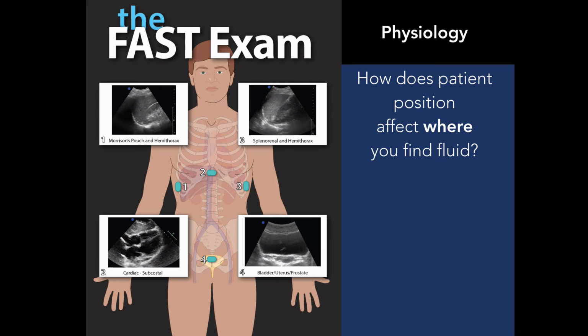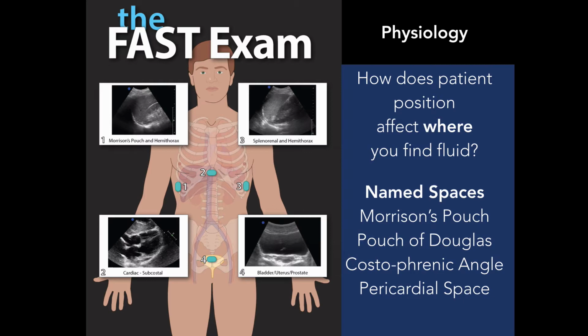All right. So now that we've talked about that, let's talk about the application, because it's good that you know what it looks like on ultrasound, but it's better that you know how to apply the knowledge I just gave you. Okay, so does patient position affect where you find fluid? Why? If I was standing up and I had bleeding in my abdomen, where would the fluid be? Pelvis. If I was laying flat, where would it be? In Morrison's pouch.